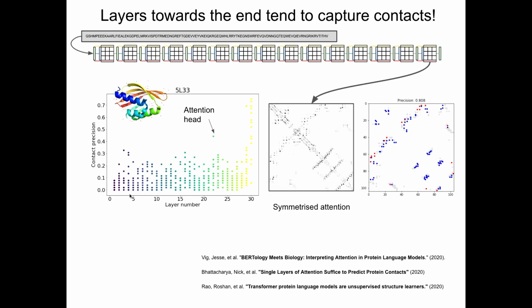This is an analysis across all layers and all heads, and what I'm showing here are data points showing how accurately these heads correlate to contacts. The higher you are, the higher the correlation you get. The interesting thing you see is that often towards the end is when you start to recover all the contacts in the model.